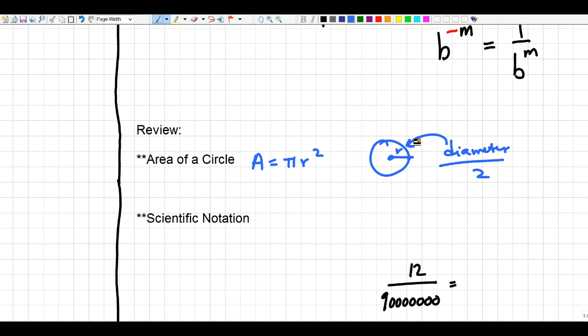So there will be questions about the area of a circle. I just wanted to quickly review that for students who had forgotten. Scientific notation is another one that's going to come up in this lesson. Let's just review the structure of problems that are in scientific notation.